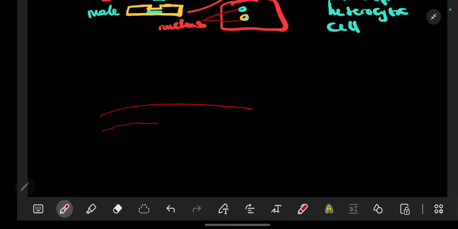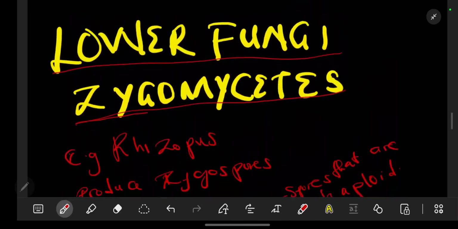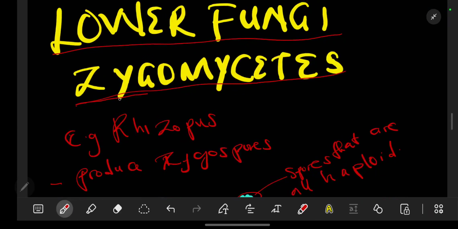A Zygospore is a thick-walled, resistant sexual spore that is formed by the fusion of two compatible gametes or hyphae. So we have a structure like this. This is hyphae. When two hyphae come together and fuse, they produce a spore which we are going to call a Zygospore. So Zygomycete is able to produce a Zygospore, just as the name entails. You can just think of it as being able to produce a spore.